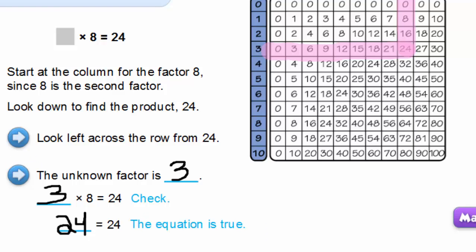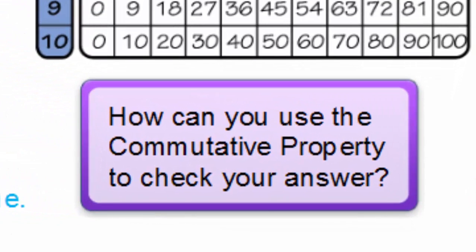Good job, everybody. All right, let's look at this math talk for just a second. It says, how can you use the commutative property to check your answer? Think about that for a minute, and then I want you to tell Oscar and me how you can use the commutative property to check your answer. Ready? Go.